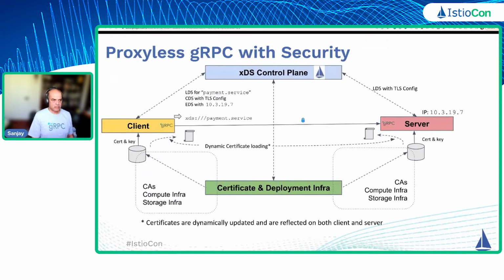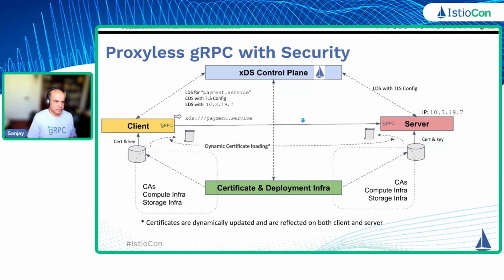This is a diagrammatic representation of how it all works. You have the client in the yellow box on the left sending RPCs to the server in the red box over a secure channel. The blue block on that line indicates a secure channel. Both client and server are XDS enabled and get their security configuration from the XDS control plane shown in blue at the top.